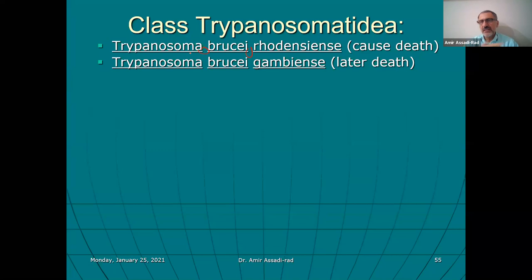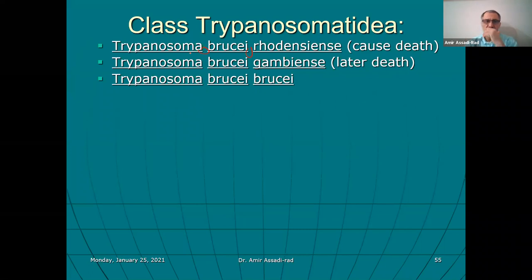Later on, it takes a little bit longer for the person to die. In biology there is a term, virulent: rhodesiense is more virulent. Then you have Trypanosoma brucei. Trypanosoma brucei is found in animals, in cattle, in elephants, in giraffes. That's primarily in Africa.